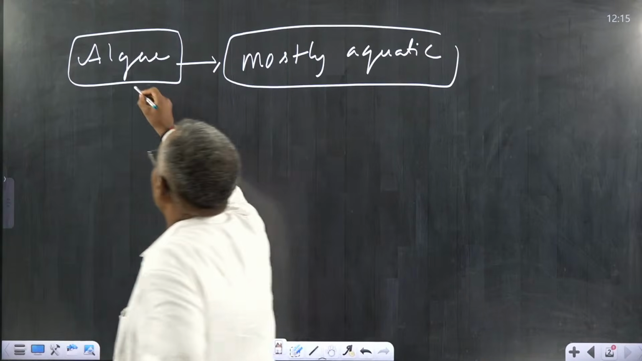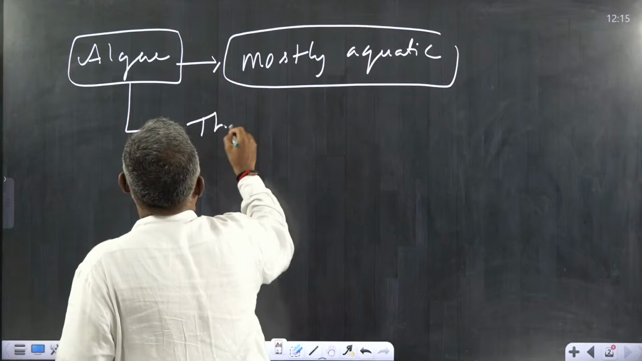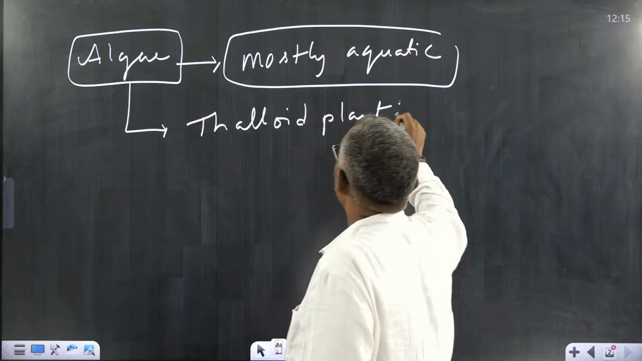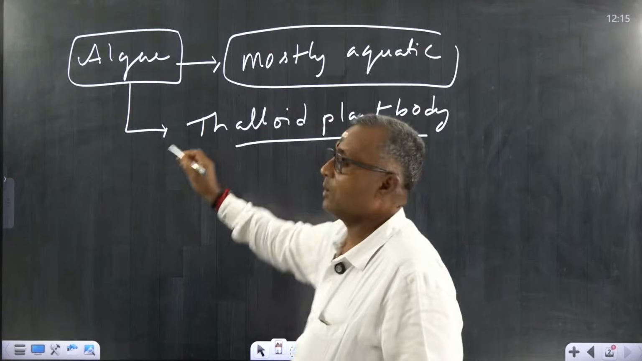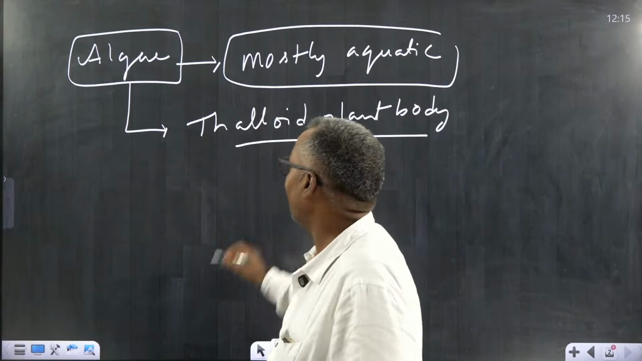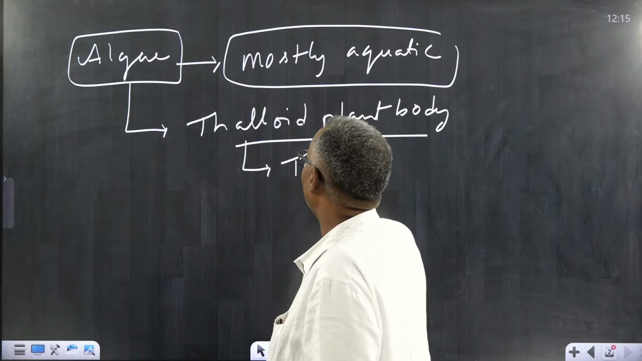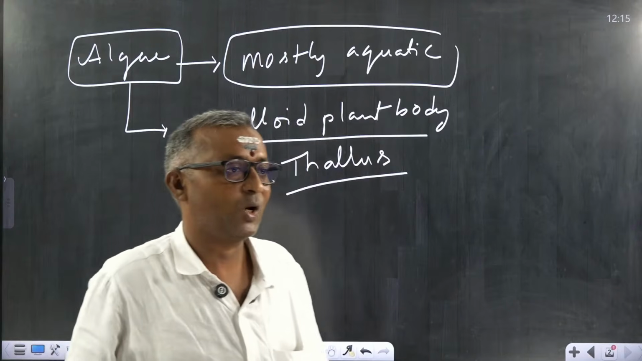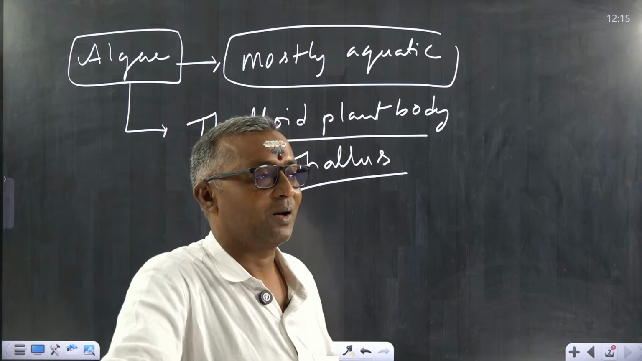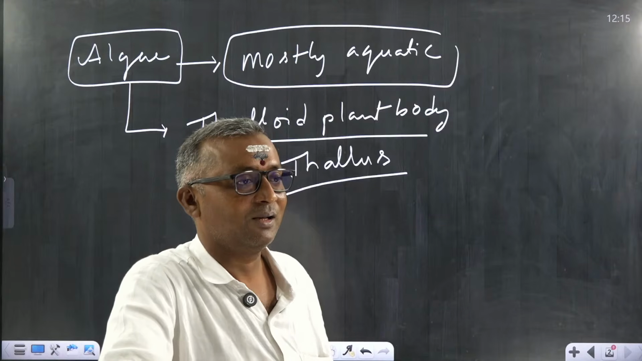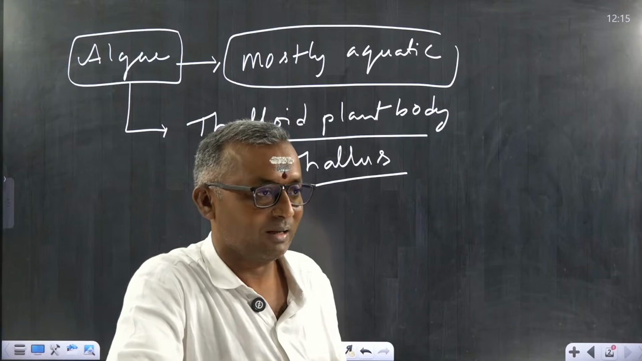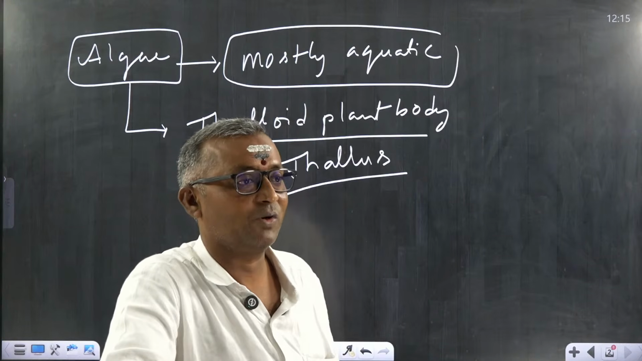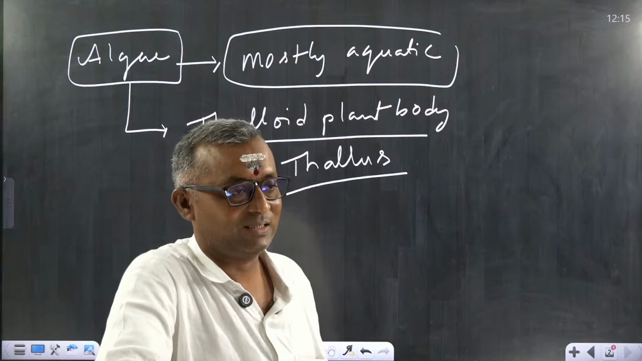And this algae have a thalloid plant body. What kind of plant body? Thalloid plant body. What do you mean by thalloid? Thalloid is nothing but the body is thallus. What is thallus? Let me see how many of you can answer, because I already gave the definition of thallus in the introductory part of today's class. What is thallus? Can anybody tell? I am waiting for your reply. Thallus.